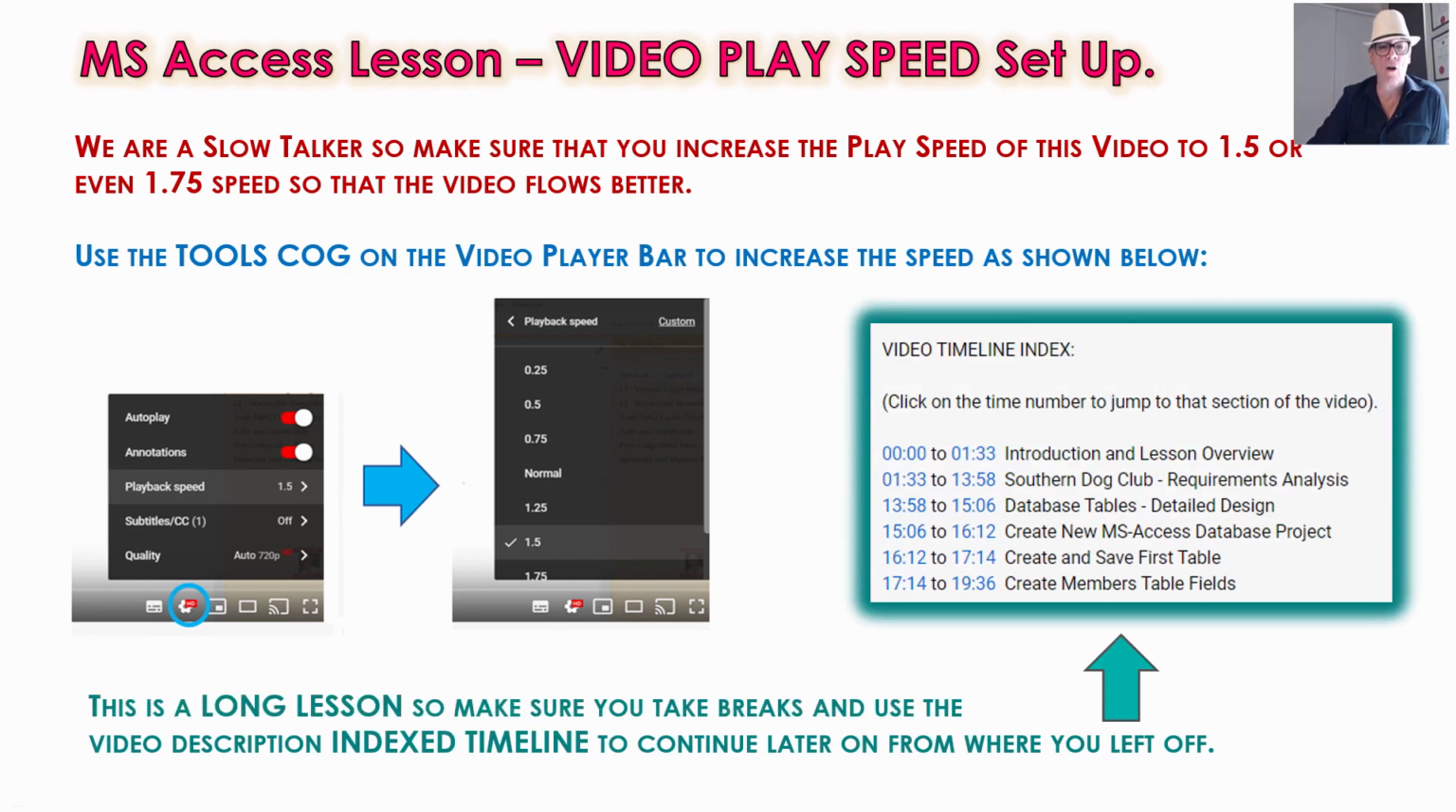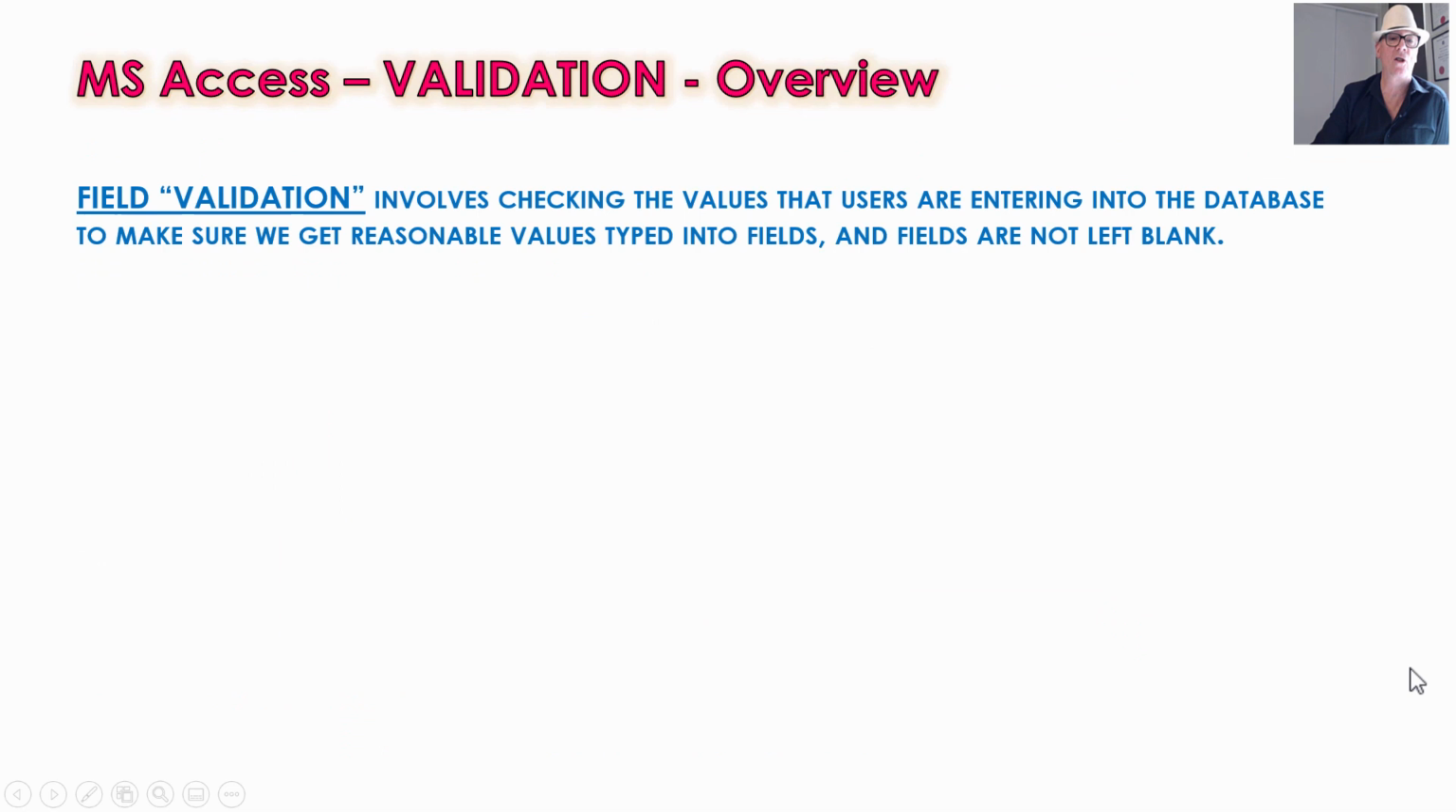Now this is going to be a very long lesson. We're doing validation and masks. So look, there's a timeline index similar to this one in the video description. So make sure you take breaks: do a section of the lesson and then take a break. You can always come back, say you're up to Create Members Table Fields, and click on that index timeline number in blue, and it'll jump in the video straight to that section. So you can stop and resume later on, and we certainly suggest you do that.